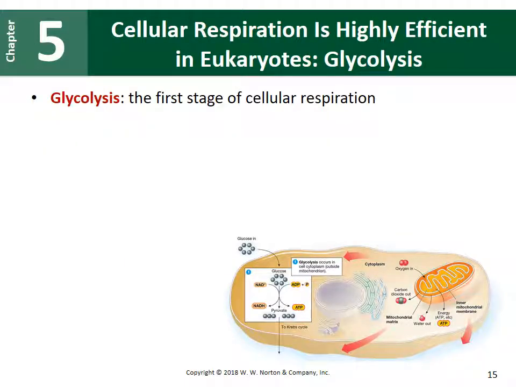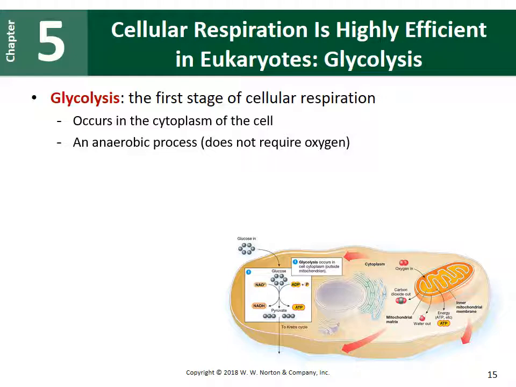So glycolysis is the first stage in cellular respiration. It occurs in the cytoplasm of the cell, which is the location. This is really important because glycolysis happens in the cytoplasm, so it can be done by any type of cell. The 10 steps of glycolysis are identical in humans as they are in bacteria cells. Glycolysis is a very old, or ancient, metabolic pathway. It's anaerobic, which means it does not require any oxygen.